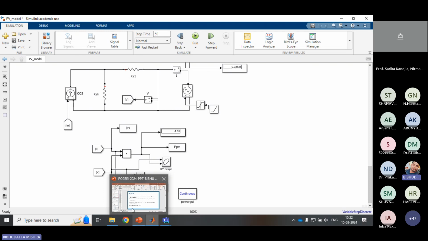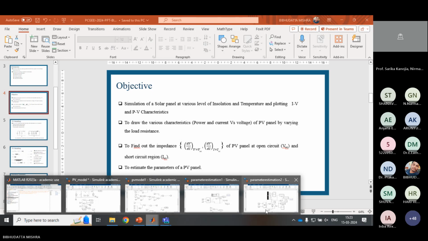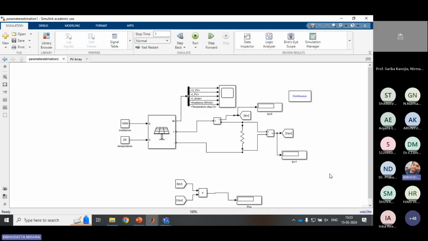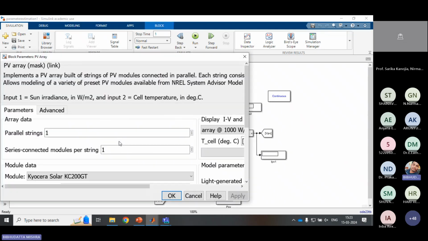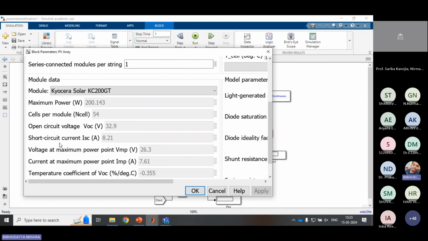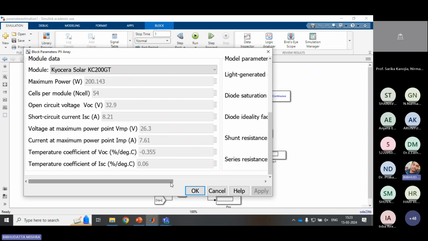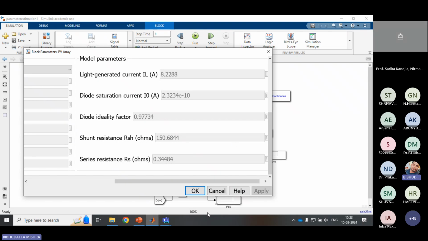So now coming to the second objective, to draw the various characteristics of a PV panel by varying the load resistance. For this, I have directly taken the PV array from the library. You can notice that it is Kyocera Solar KC200GT, and the maximum power of the panel, cells per module, open circuit voltage, all the parameters are already given. But in this case we need to estimate the value of the parameters using the VI curve only. How we calculate those values, I will just give a brief explanation about this, then only I can proceed to the simulation part.